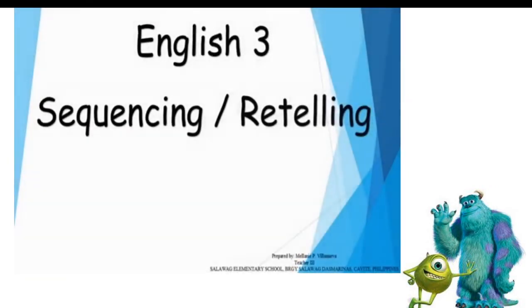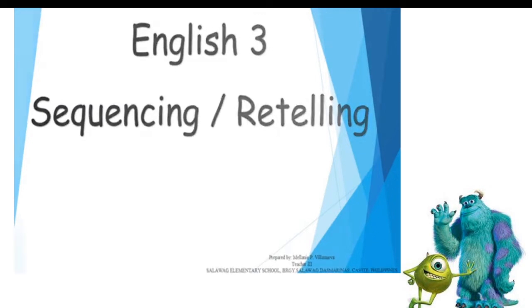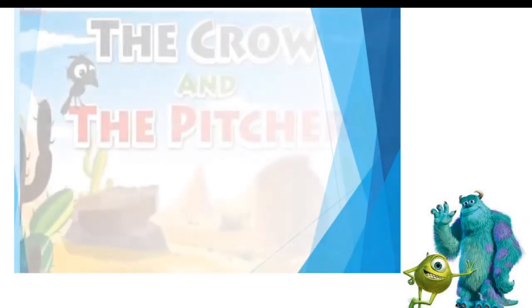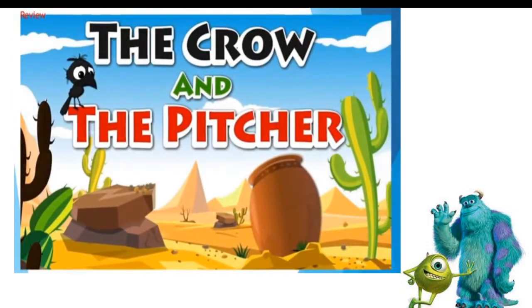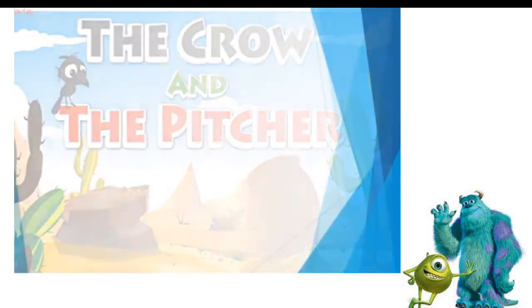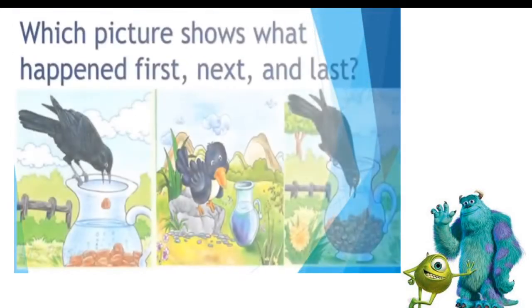Now we are going to watch the video again. That video will help you understand the sequence a little bit, sequencing, because sequence is also important when you're retelling the story. When your mom will ask you, what was the story about? You have to tell the story in the correct sequence. I'm going to do the sequence through the story, the crow and the pitcher. Maybe you know the story.